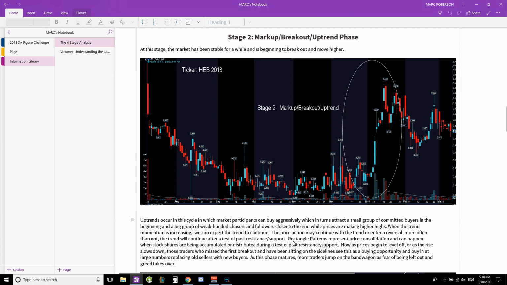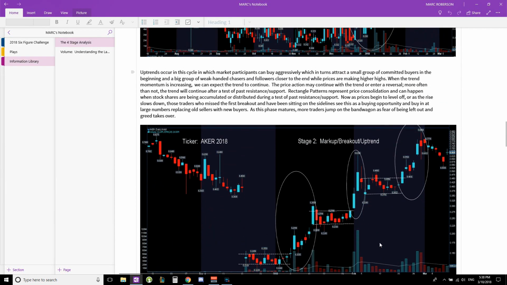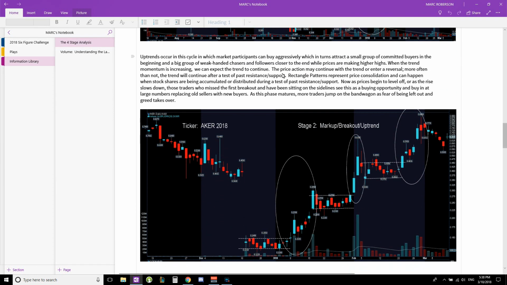Now, rectangle patterns represent price consolidation, and here we'll zoom down to ticker AKER this year, 2019. Rectangle patterns represent price consolidation and can happen when stock shares are being accumulated or distributed during a test of past resistance or support. Now, as prices begin to level off or as the rise slows down, those traders who missed the first breakout and have been sitting on the sidelines see this as a buying opportunity and buy in at large numbers, replacing old sellers with new buyers. As this phase matures, more traders jump on the bandwagon as fear of being left out and greed takes over.